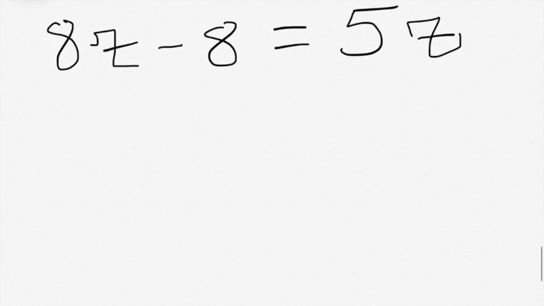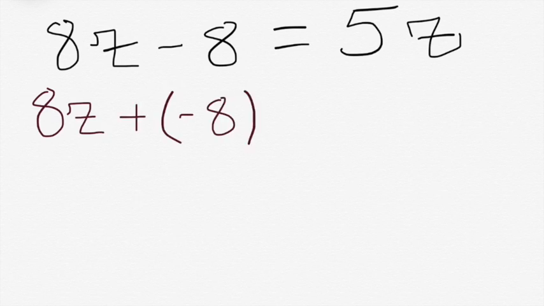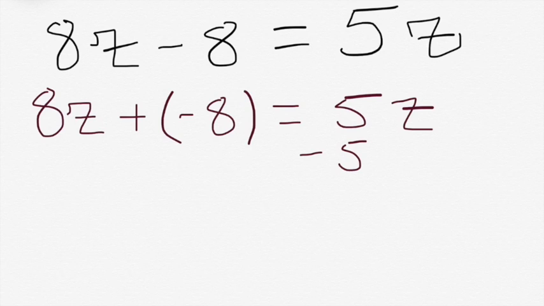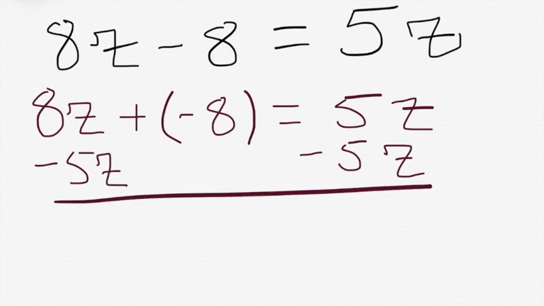Moving on, we see 8z minus 8 equals 5z. The first thing I want to do is rewrite this to understand what's going on with our negatives here. So we have 8z, and we're adding a negative 8 to this side, and that's going to be equal to 5z. And so we're adding a negative 8, so our like terms are together. Now that our like terms are together, let's get all of our z's on the same side, so minus 5z on one side, minus 5z on the other.